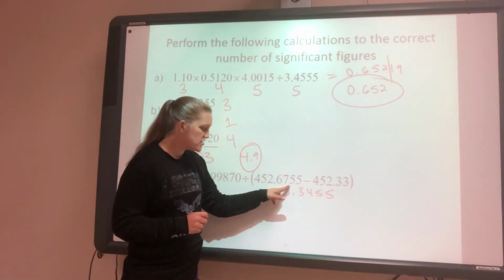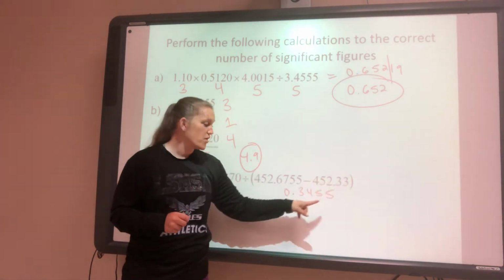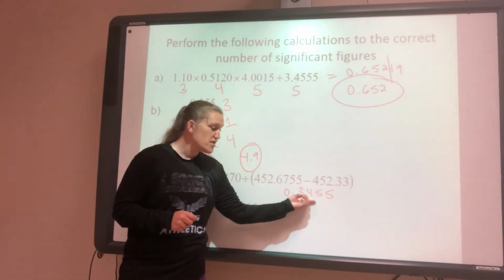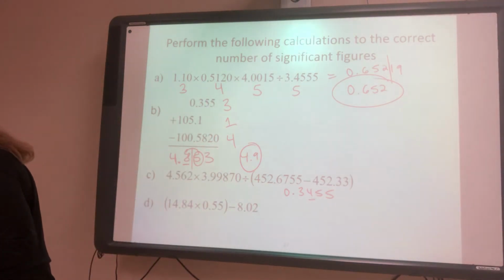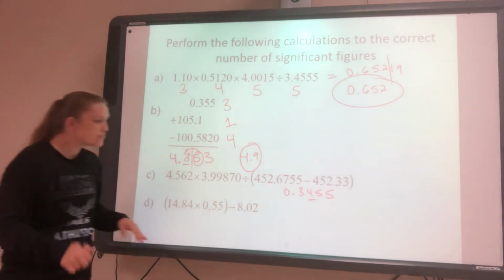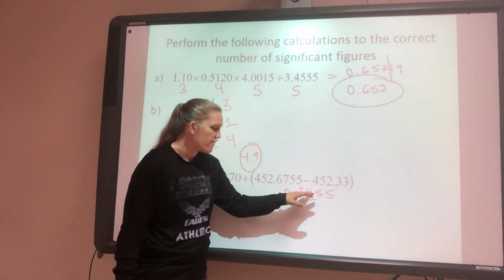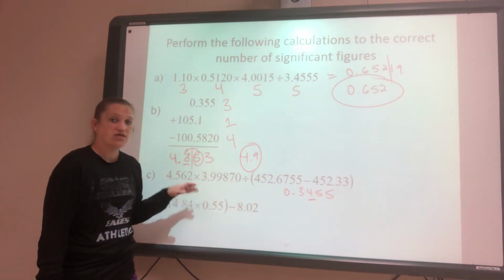This is 4 decimal places. This is 2. The fewest number is what I go by. So I don't round this, I just write my little underline. So it's significant to the second decimal place. Okay? So don't say 0.355 and then use that number over here in your math, because you've rounded too early and you're going to be wrong.